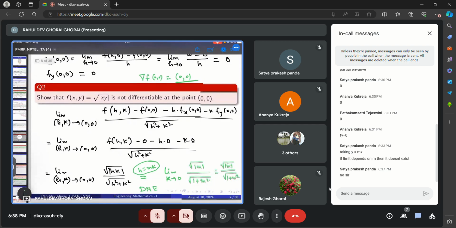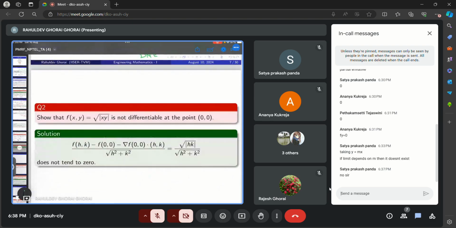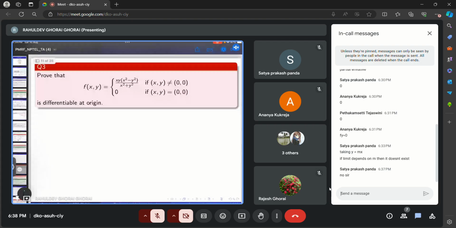If you have any doubt here, ask me. Otherwise, this is the solution. You can do it like we did already. Now we'll move to the third question. Please try to do this question and let me know whether this is differentiable. This question might be wrong also. Might be differentiable or might not be differentiable.